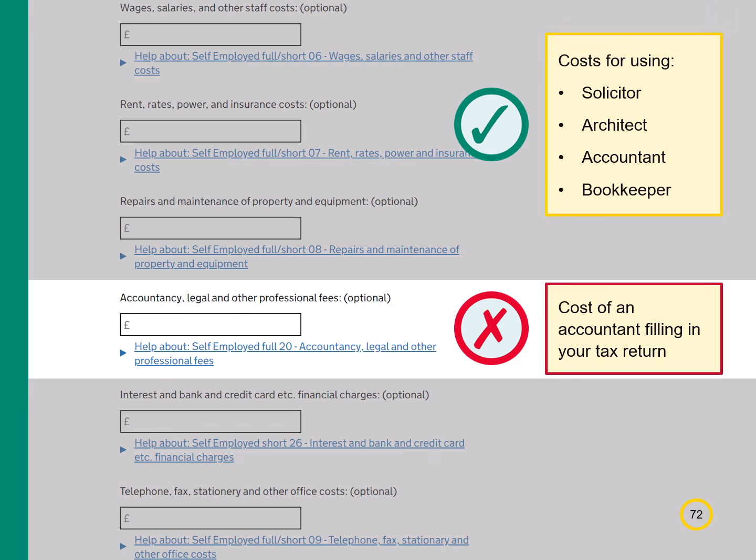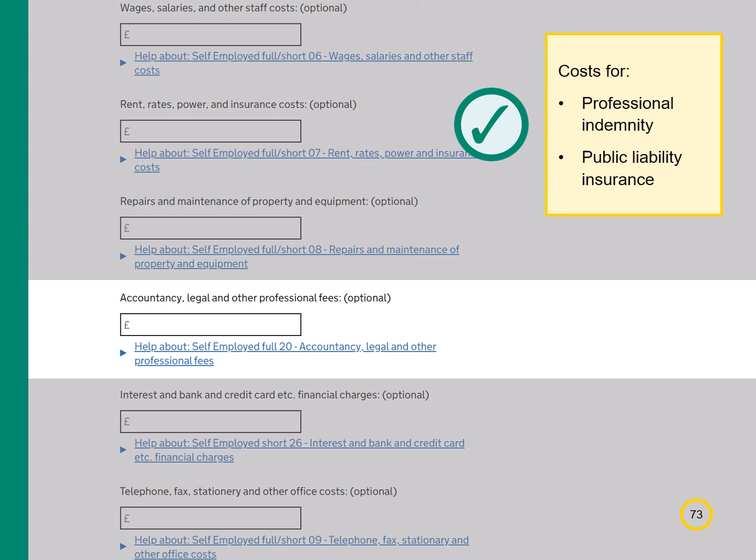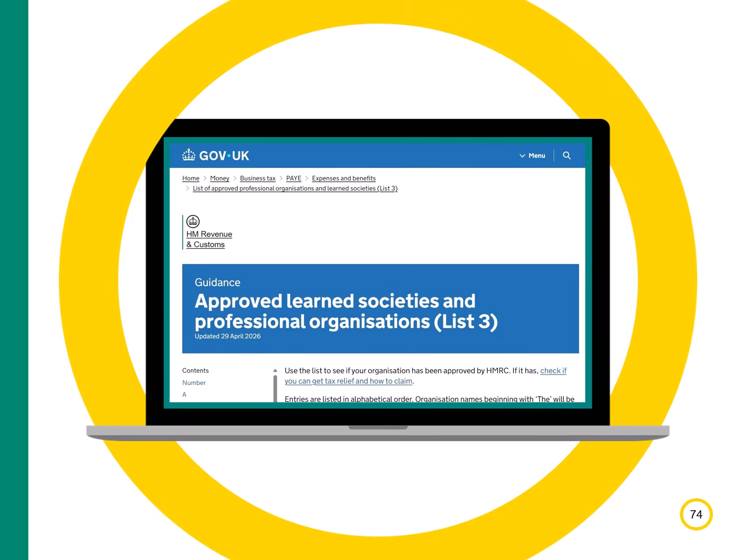The cost of using a professional, such as a solicitor, architect or an accountant or bookkeeper to keep your records is an allowable expense and can be entered here. However, the cost of an accountant completing your self-assessment tax return is not an allowable expense. Other professional fees, such as professional indemnity and public liability insurance, are also allowable expenses you can include here. If you belong to a professional or trade body, then check List 3 on the gov.uk website to see if it's an allowable cost you can include.